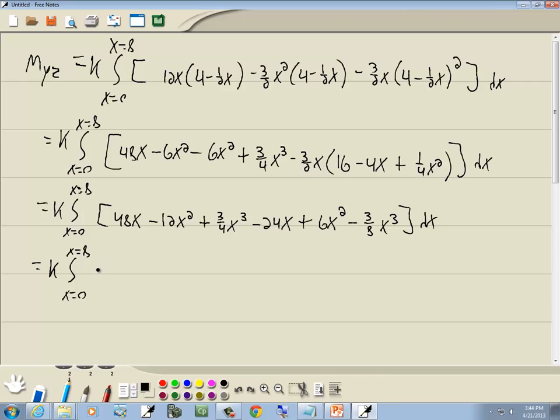Okay, so x to the thirds. Here's an x to the third, here's an x to the third. That'd be 6/8. 6/8 minus 3/8 is 3/8 x to the third. X squared, x squared. Negative 12 plus 6 is negative 6x squared. 48x minus 24x is 24x. And no numbers. Yeah, I guess that makes sense, dx.